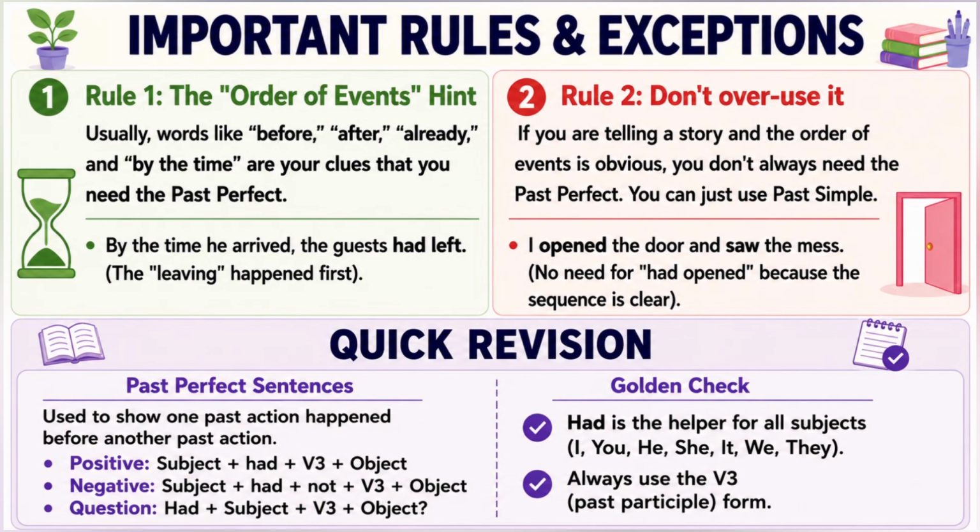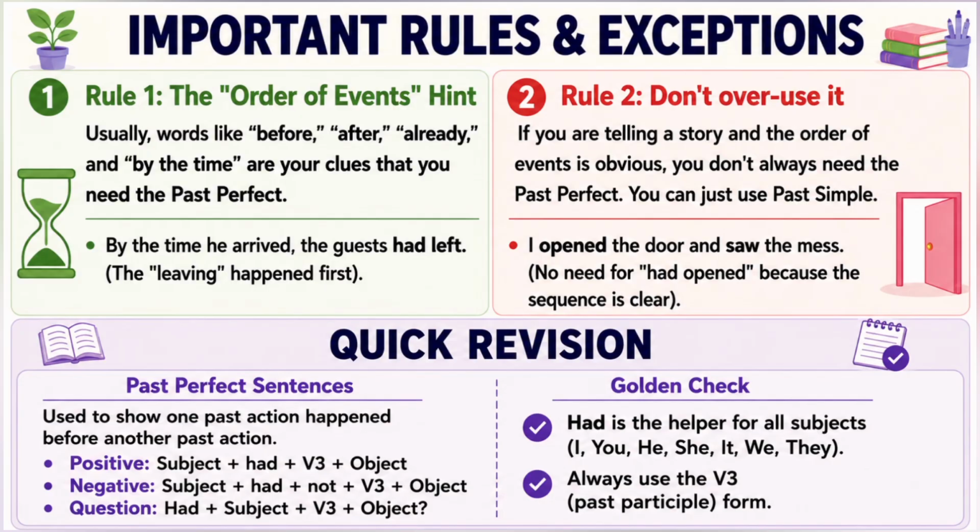Rule number 2 is don't overuse it. If you are telling a story and the order of events is already clear, you do not always need the past perfect. You can simply use the simple past. For example, I opened the door and saw the mess. There is no need to say had opened because the sequence of events is already clear.